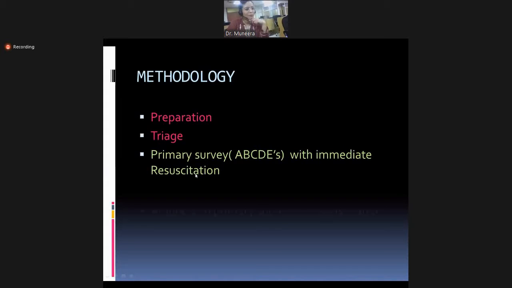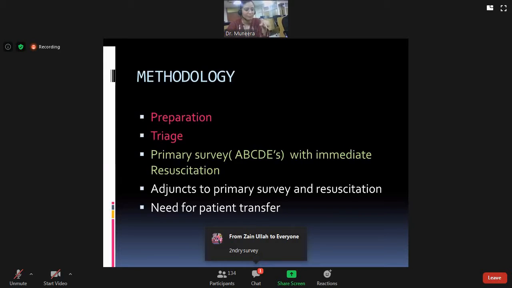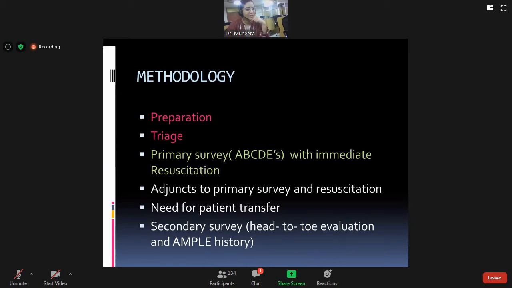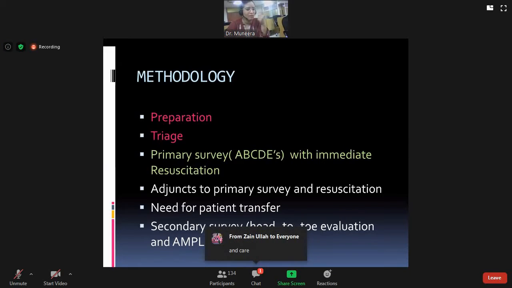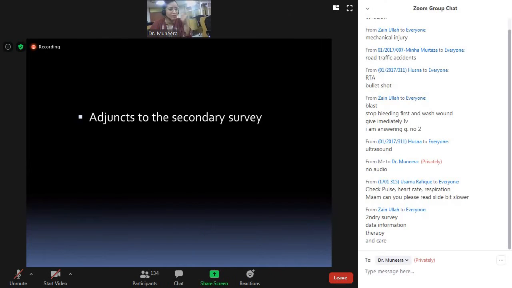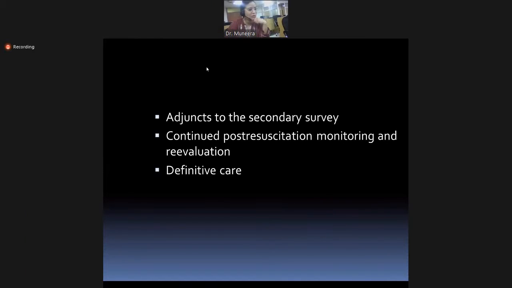After the primary survey, we go for the adjuncts to the primary survey and continue with the resuscitation. We'll discuss what these adjuncts are. Then, if there is a need to transfer the patient to a higher center, we need to decide at this moment whether you have those facilities or not. Then comes the secondary survey, in which you examine the patient from head to toe after taking an ample history: the history of the trauma, what event took place, past medical history, personal history, and the consequences that followed this trauma. After that come adjuncts to the secondary survey, continued post-resuscitation monitoring and evaluation, and last but not least, the definitive care provided to the patients, right?